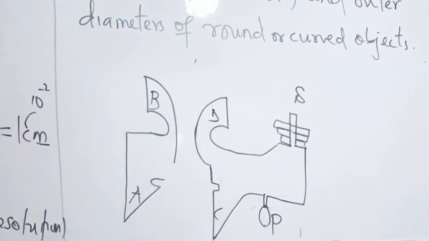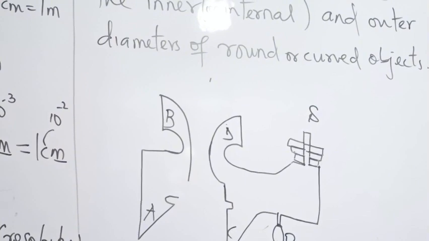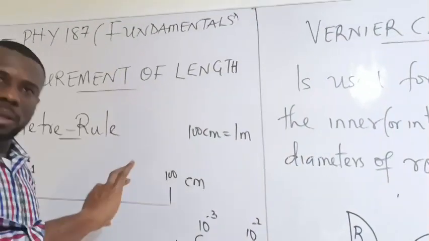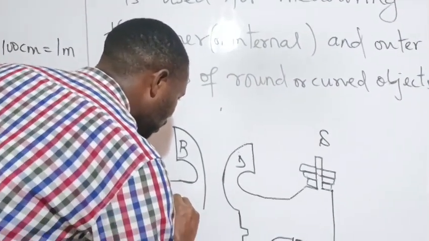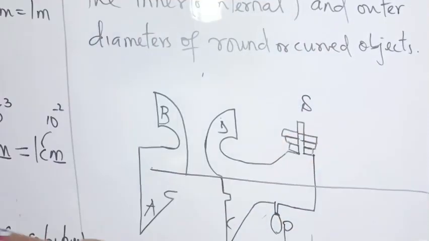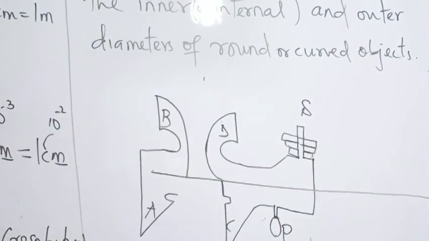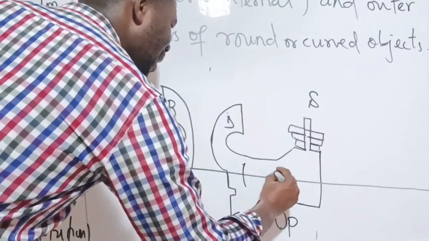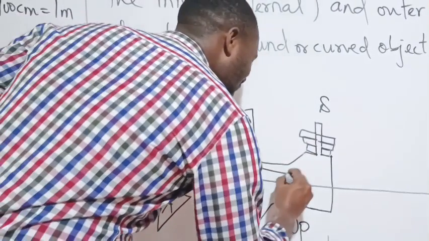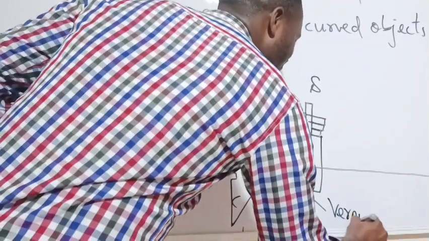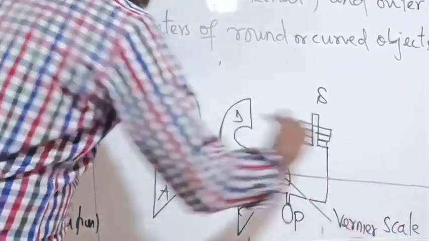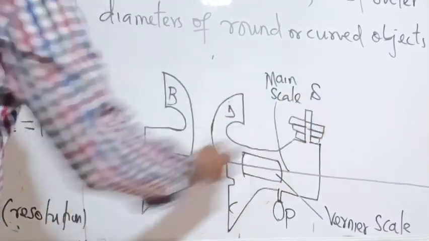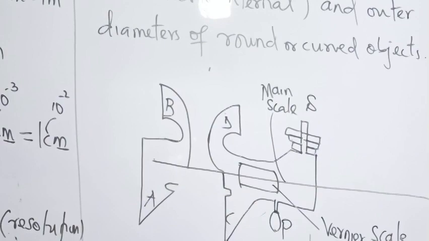Now there is a scale just like you saw in the meter rule, or your millimeter rule. That scale is made of metal, so it's a metallic scale. It's just a scale, graduated in centimeter or millimeter, as you like. Now there is another scale here that I can adjust with the help of the locking screw. This scale we call the Vernier scale, while this scale that is fixed, we call the main scale. The Vernier scale slides across the main scale. That's how this works.